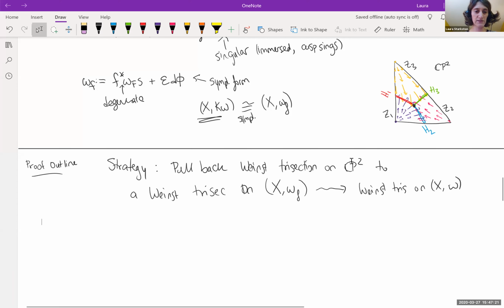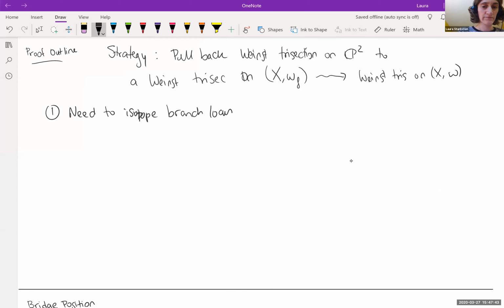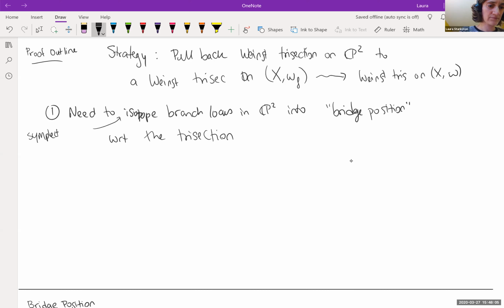Okay, so there are 3 steps to carrying out this strategy. The first step is that I need my branch locus to be in a good position with respect to the trisection. So I need to isotope the branch locus in CP2 into what's called bridge position with respect to the standard trisection on CP2. And isotope means symplectically isotope. And actually, symplectically isotope means ambiently symplectically isotope in CP2.